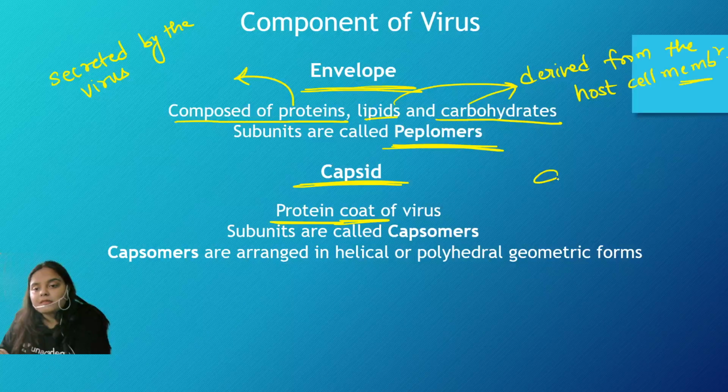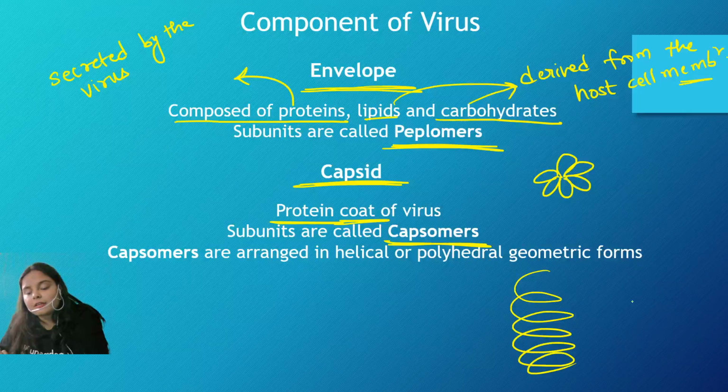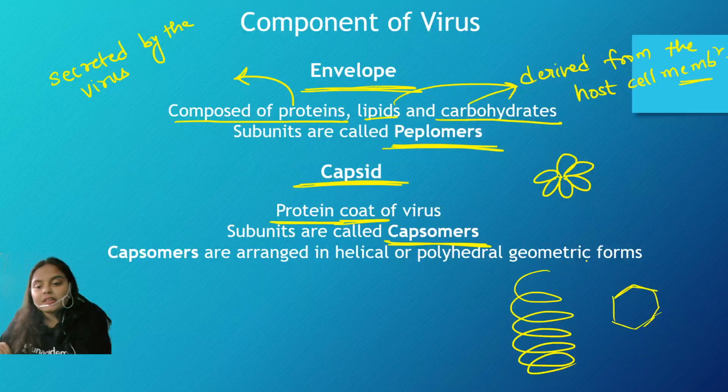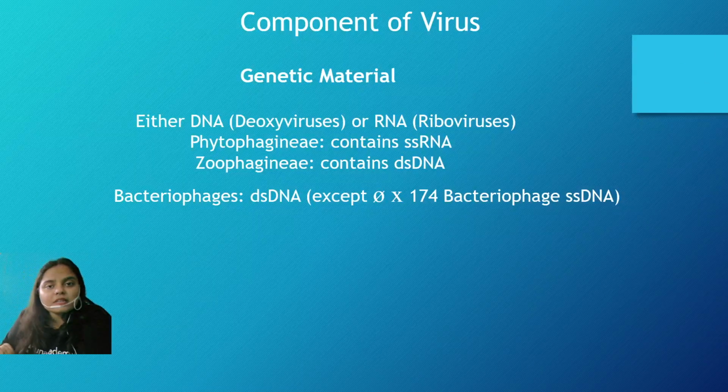So capsid is made up of various small subunits called the capsomers, and these capsomers are arranged either helically or polyhedral, in various geometric shapes to form the structure of the virus, and it encloses the genetic material in the centermost region. So we have discussed the envelope and the capsid. Now let us see the genetic material.